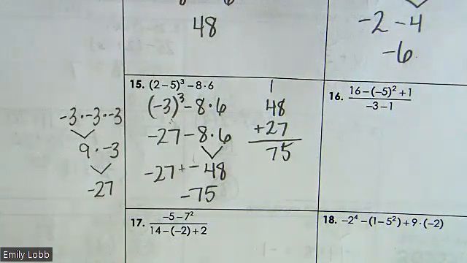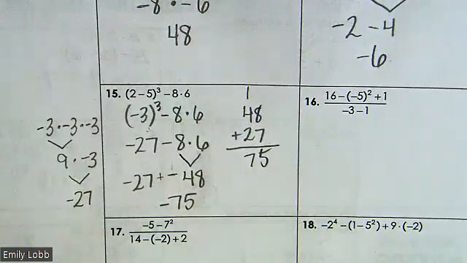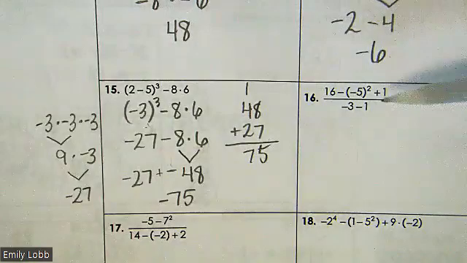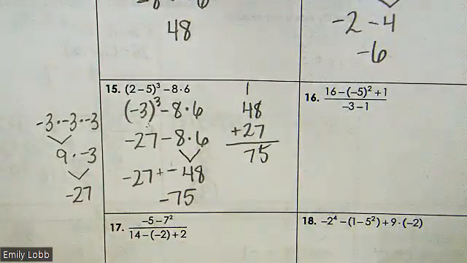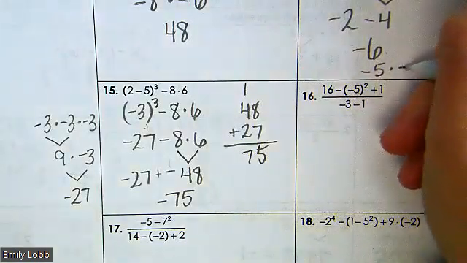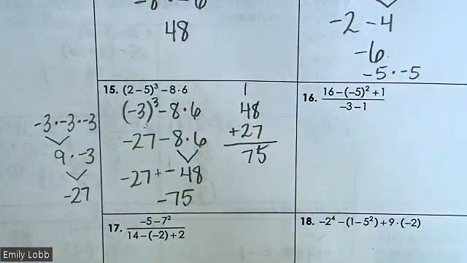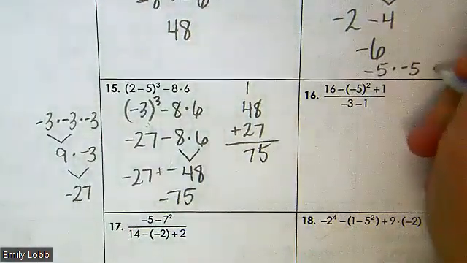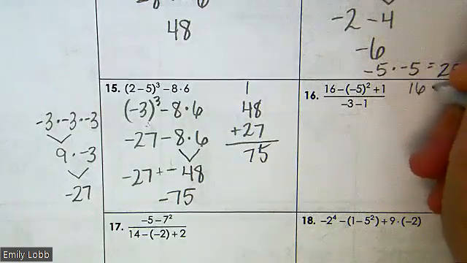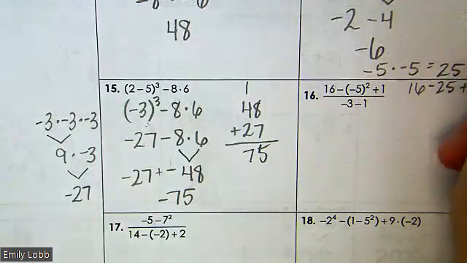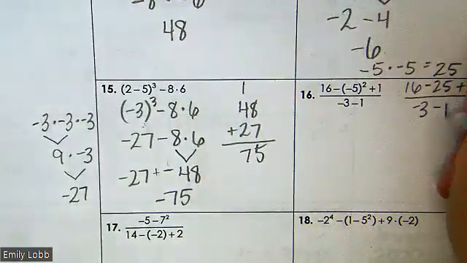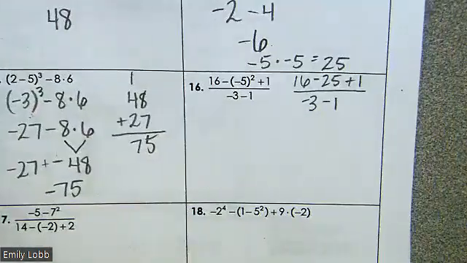Oh, yes. All right. We have parentheses, but there's actually no operation in them, right? So we can skip right to the exponent. We have a factor of -5 2 times. Good. -5 times -5 is 25. So I'm going to rewrite 16 minus 25 plus 1. And that is all over -3 minus 1. Right?